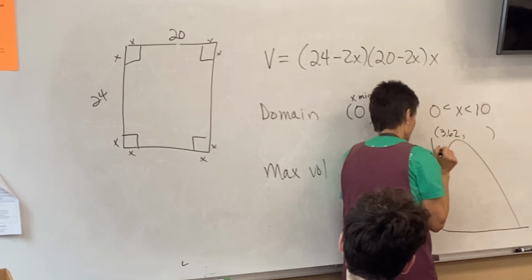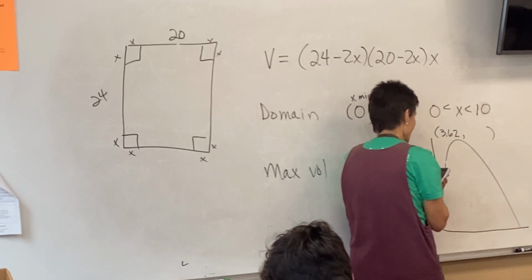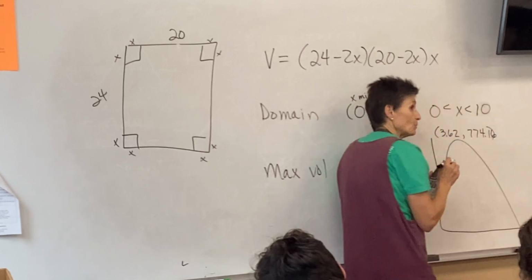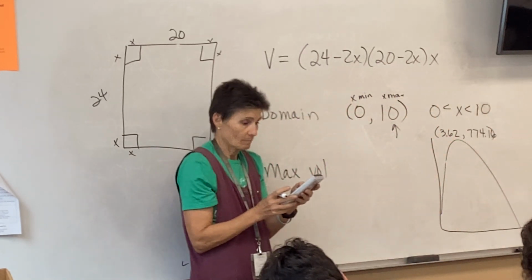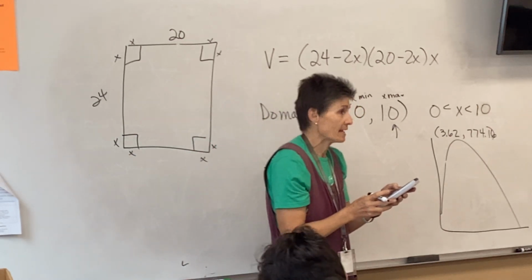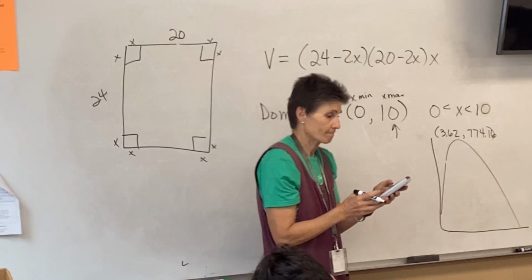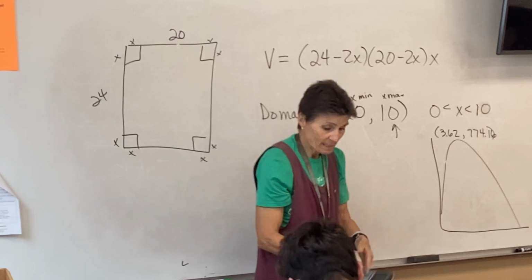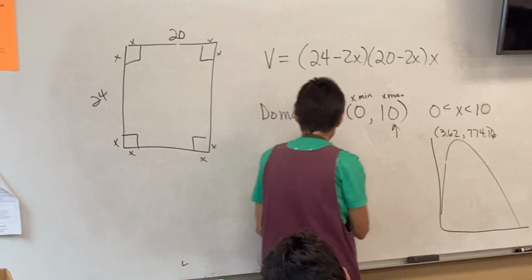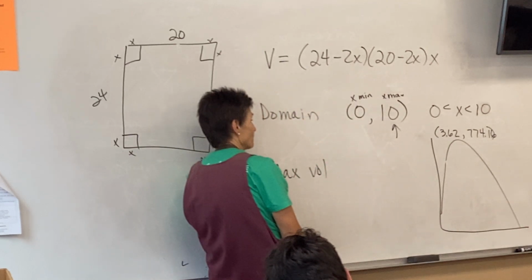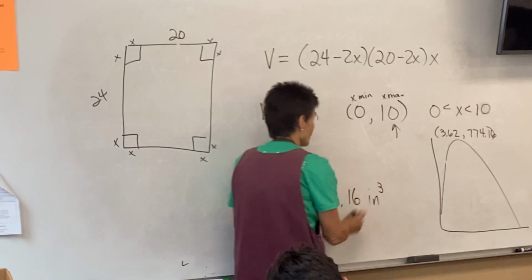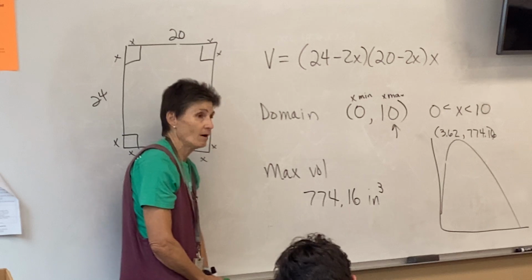I'm rounding to the hundredths: 3.62 and 774.16. Is that what you got? If you didn't get that, then you did something wrong because that is the answer. Okay? That's it. Now we need to answer the question, which of those numbers is going to be my maximum volume? 774.16 cubic inches is my volume.